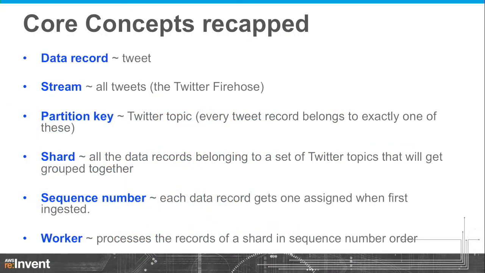So let me just recap the core concepts for you again. There's a data record. In this case, it would be a tweet. There's a stream. That's all the tweets coming from the Twitter fire hose. There's a partition key. In this case, it's the Twitter topic, and for the moment we're assuming every tweet record belongs to exactly one of these. Again, we would have to actually transform the fire hose into something that has that, because we have to have one single partition key that we're going to separate things by. There's a shard, which is all the data records belonging to a set of Twitter topics that will get grouped together and sent to one worker, which processes the records of a shard in sequence number order. And that sequence number is what gets assigned to a data record when it's first ingested by the Kinesis service.